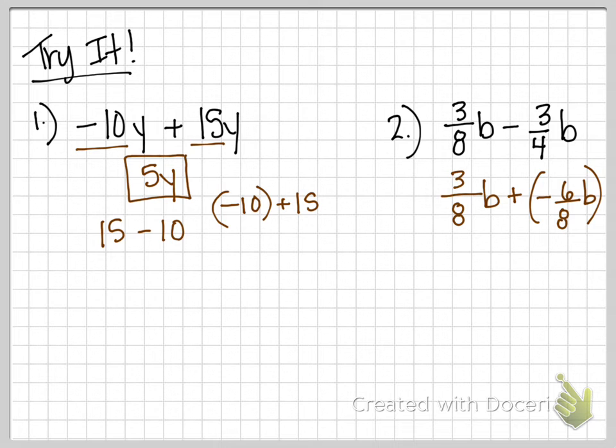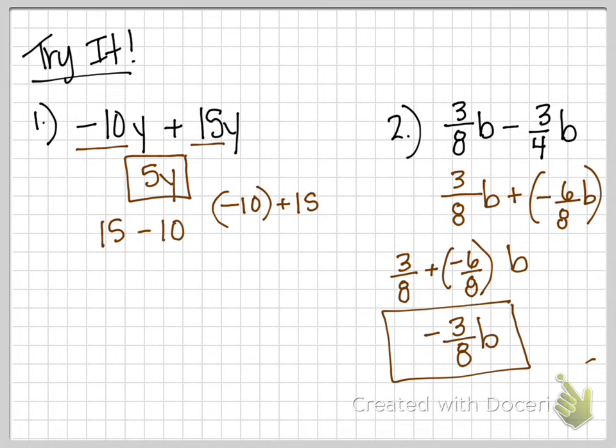Now we can combine using the coefficients. So what we're really doing is 3/8 plus a negative 6/8, and then b will be on the end. They're different signs, so we need to make sure we subtract in the way that makes sense and keep the sign of the bigger absolute value. What did you get, Hazen? Negative 3/8 b. Yes. Negative 3/8 b is the simplified form of this expression.